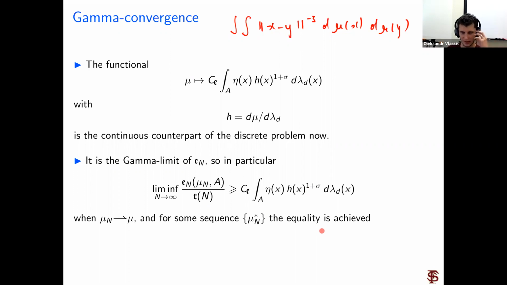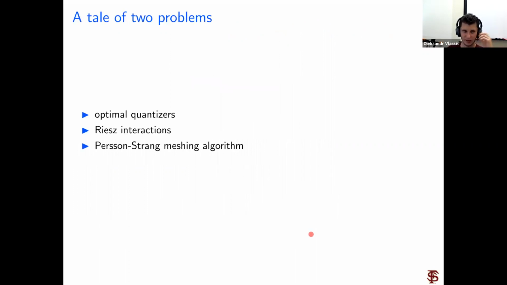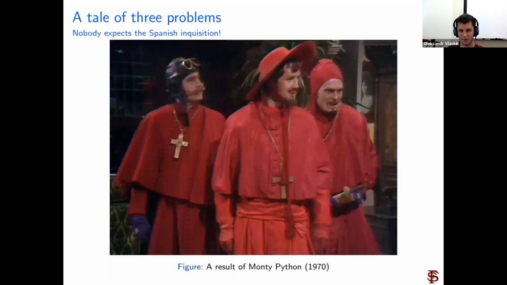And so I started with a tale of two problems, right? And I said that the two problems were optimal quantizers and Riesz interactions, and then there is another problem that you can talk about, which is the Persson-Strang meshing algorithm. Now that makes three problems. So we have three problems: optimal quantizers, Riesz interactions, the Persson-Strang meshing algorithm, and actually you can talk about quadratures. Optimal quadratures fall into the same framework. And so that's four problems now. So I guess at this point, really no one expected the Spanish Inquisition.